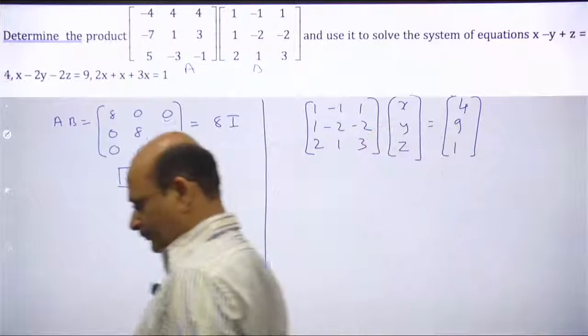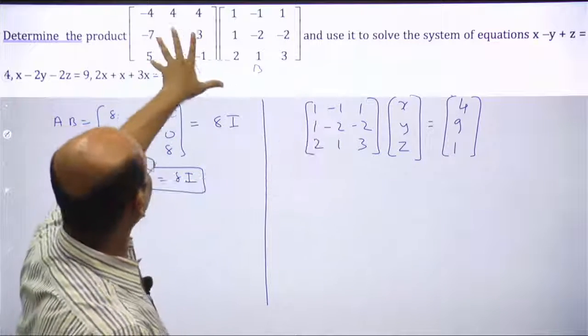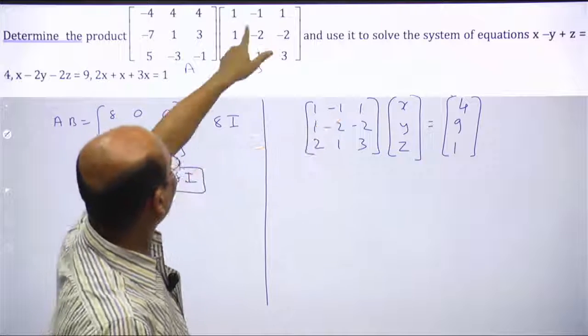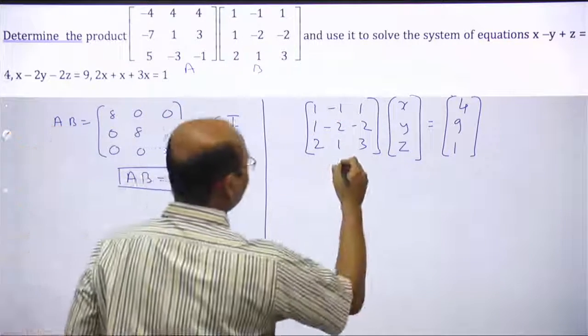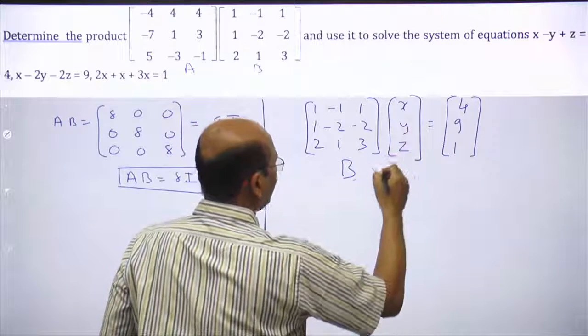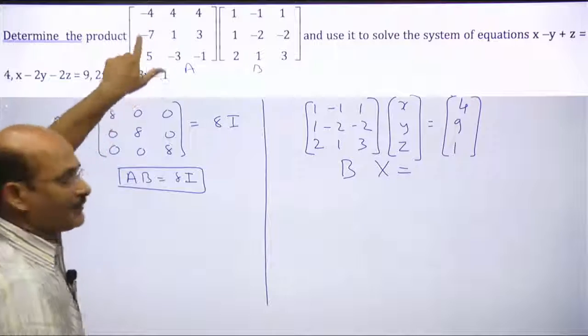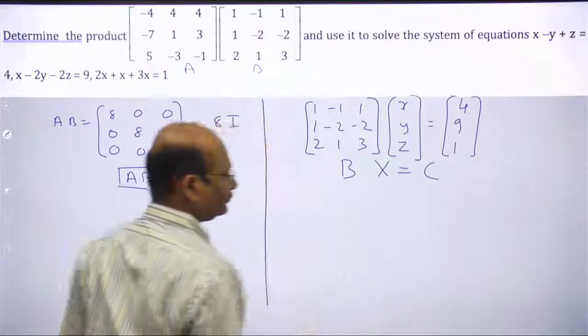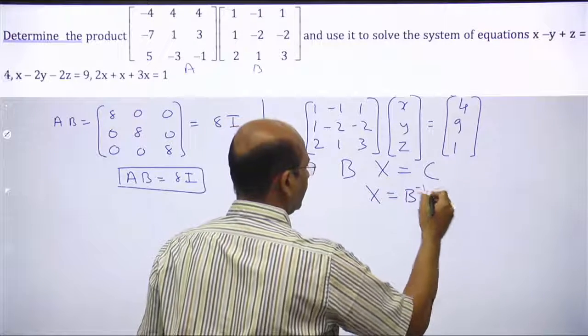Okay. Now what I am going to do, first of all, compare this with what matrix this is. So this is the B matrix. This is the unknown. Don't put A, because A you already named some other matrix. So this you will put as C. So you know X is nothing but B inverse C.